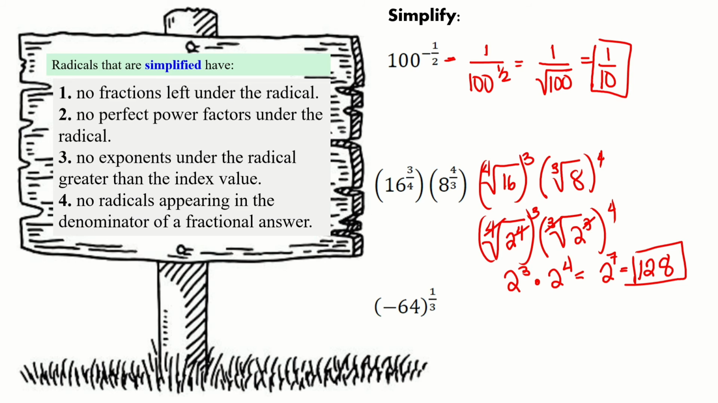So 2 raised to 7 here is simply 128. And for our last example, if we're going to get the quantity of negative 64 raised to 1/3, we can rewrite it as cube root of negative 64.